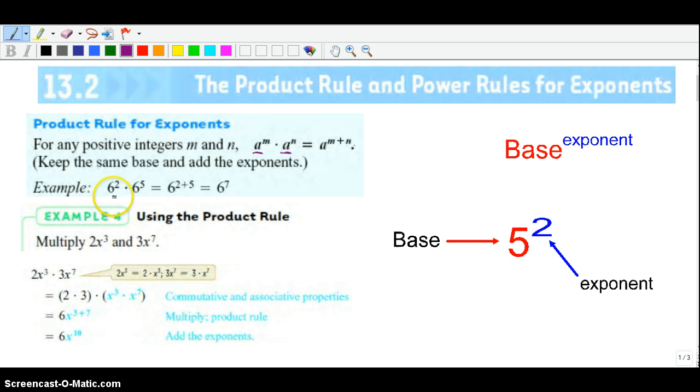And here's an example. 6 to the second power times 6 to the fifth power is 6 to the seventh power. So just a little explanation. 6 squared times 6 to the fifth. 6 squared, we can all agree, is 36 because it's 6 times 6, right? And then 6 to the fifth power is 6 times 6 times 6 times 6 times 6. And so if you notice, there's 1, 2, 3, 4, 5, 6, 7 of them. So there's a little explanation of that product rule.